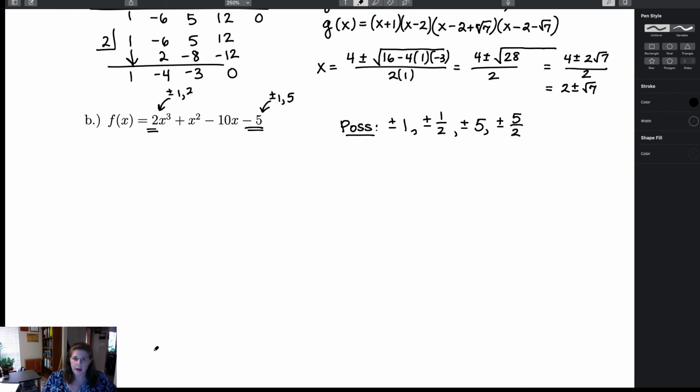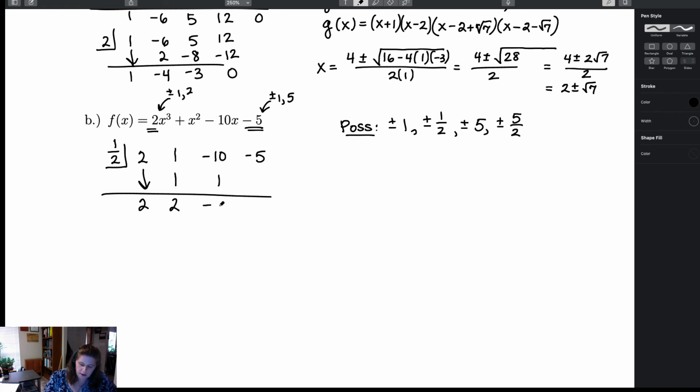So those are all of my possible rational zeros. One of them will likely be one of these halves. So I want to start with those just because I don't want you to be intimidated by trying to divide out fractions. So let's start with 1/2. And we have 2, 1, -10, and -5. So I'm dropping down the 2. 1/2 times 2 gives me 1. So we have 2. 1/2 times 2 gives me 1. I have -9. 1/2 times -9 gives me -9/2, which is not 5, so that doesn't work.